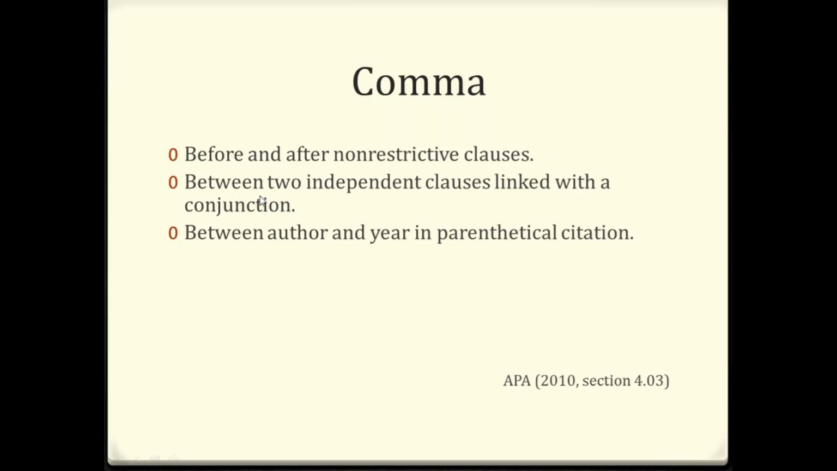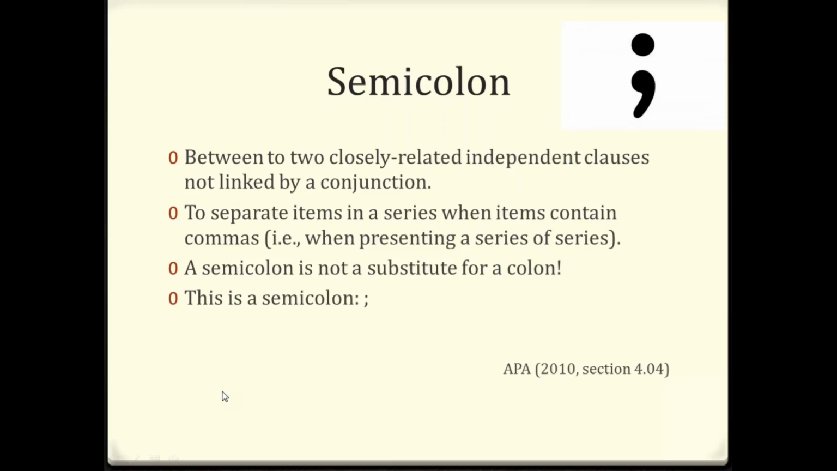But you would use commas between two independent clauses that are linked with a conjunction, like and or or. Basically what that means is you've got two complete sentences and you connect them together with an and or an or. Then you need a comma prior to the and. Now if you're going to do something like that, first make sure you don't have two really long sentences that you're connecting or that you've created a comma splice. It might be better to have just two separate sentences there. And then you're going to use a comma between author and year in a parenthetical citation in the text of your paper.